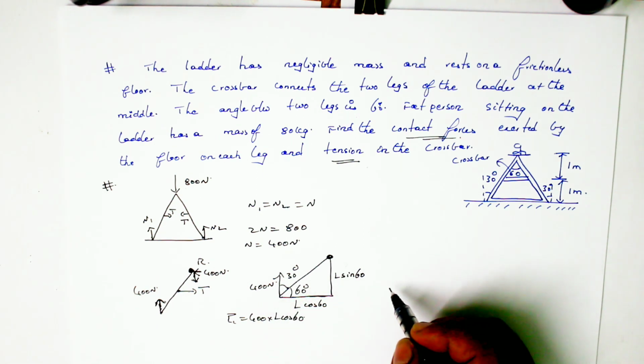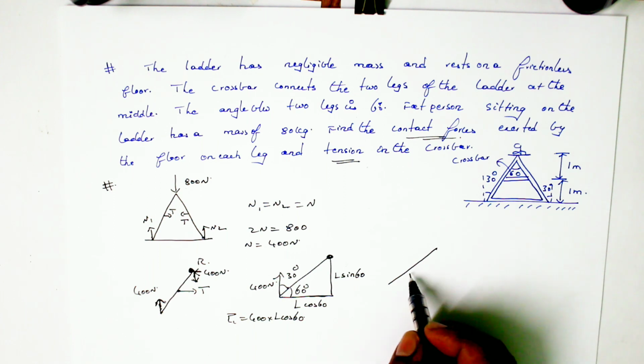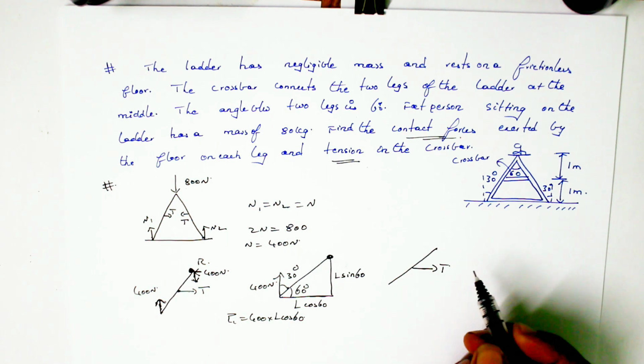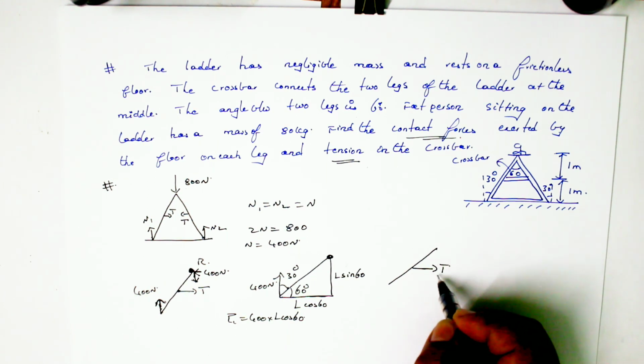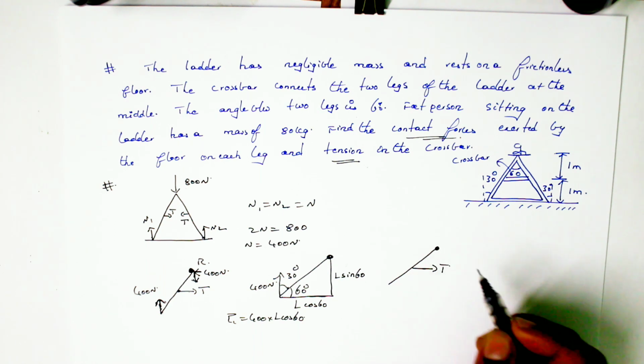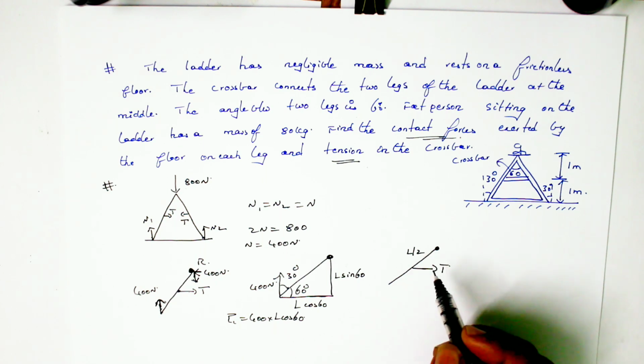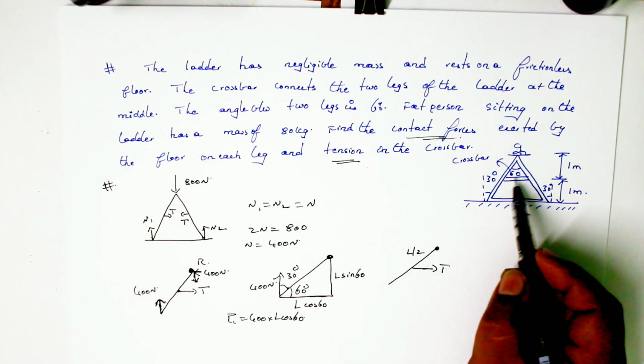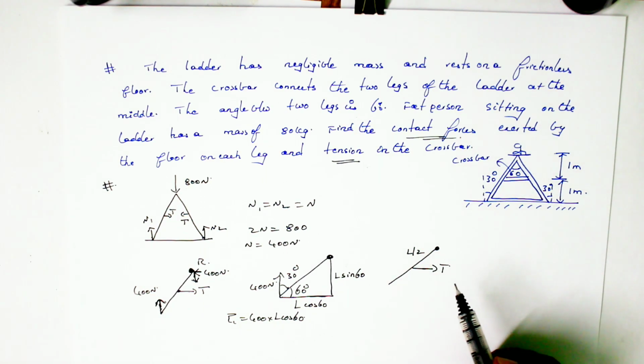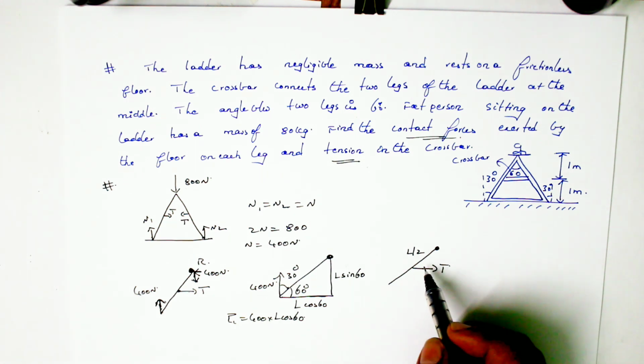Now similarly, on the same ladder there is one more force which is acting, which is called tension. Now I want to calculate the torque due to this tension again at this point. If the total length is L, definitely I can say this length is L by 2, because it is already given that the crossbar is at a length of L by 2. Now what is this angle?